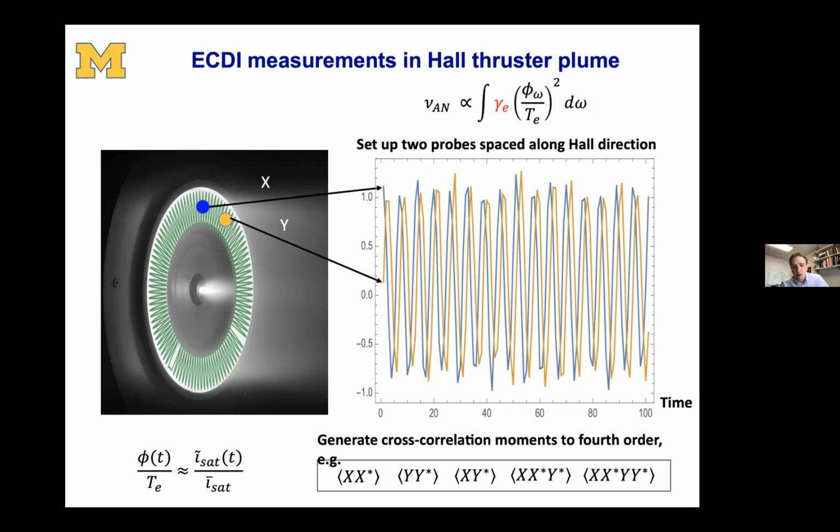The ensemble average of X with its complex conjugate just gives the power spectrum amplitude. Same thing for Y. We can look at the cross correlation between those, and then we can look at bispectral moments as well, X X star Y star, and X X star Y Y star. So this is all information that can be experimentally gleaned from these two probes.